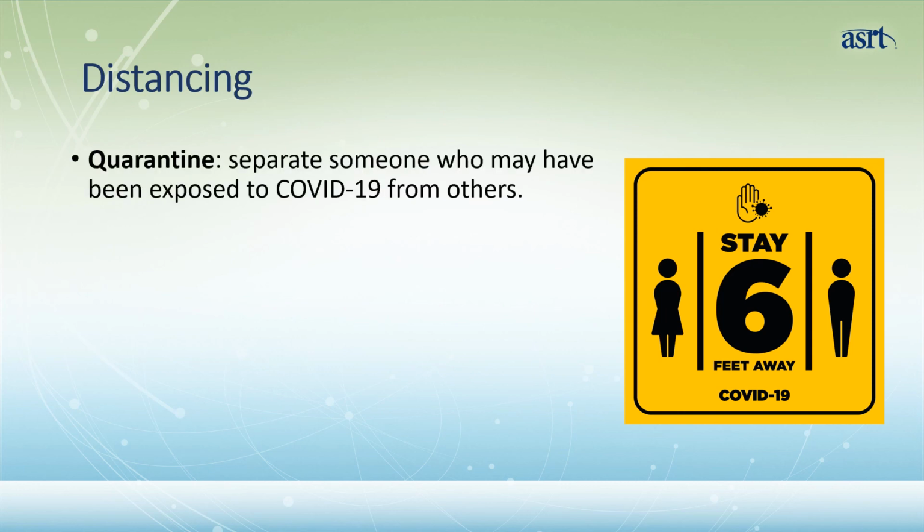Quarantine is used to separate someone who may have been exposed to COVID-19 from others. Quarantine is intended to prevent disease transmission by removing the person from the general population before they are symptomatic. People who are in quarantine must stay home, separate themselves from other people, monitor their own health, and follow any directions their local or state health departments have provided.